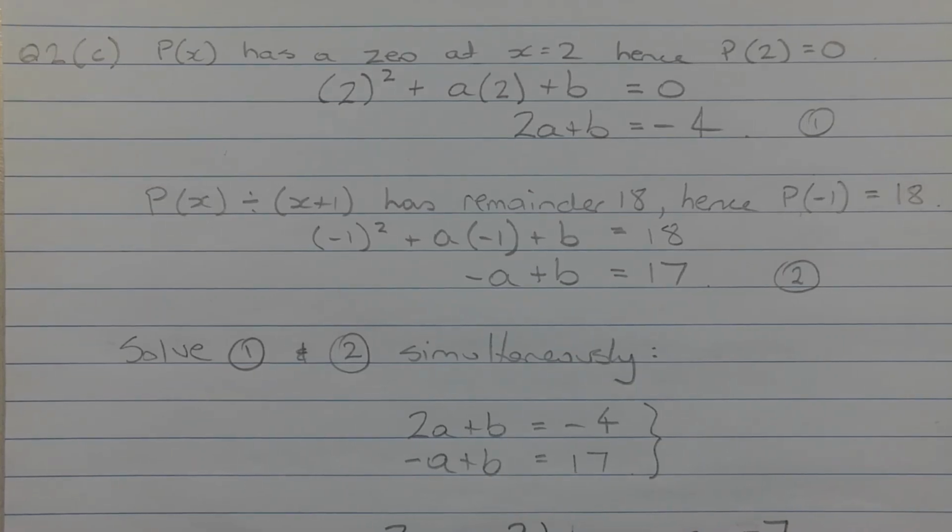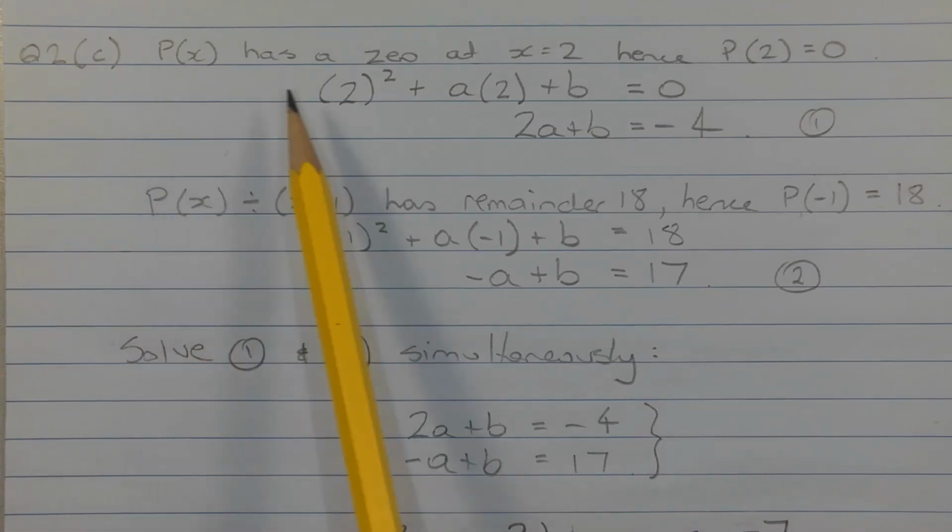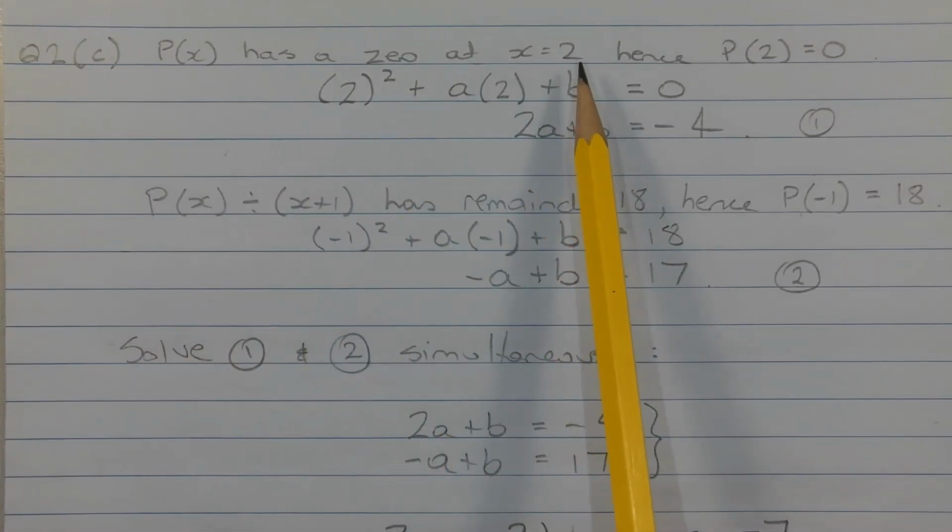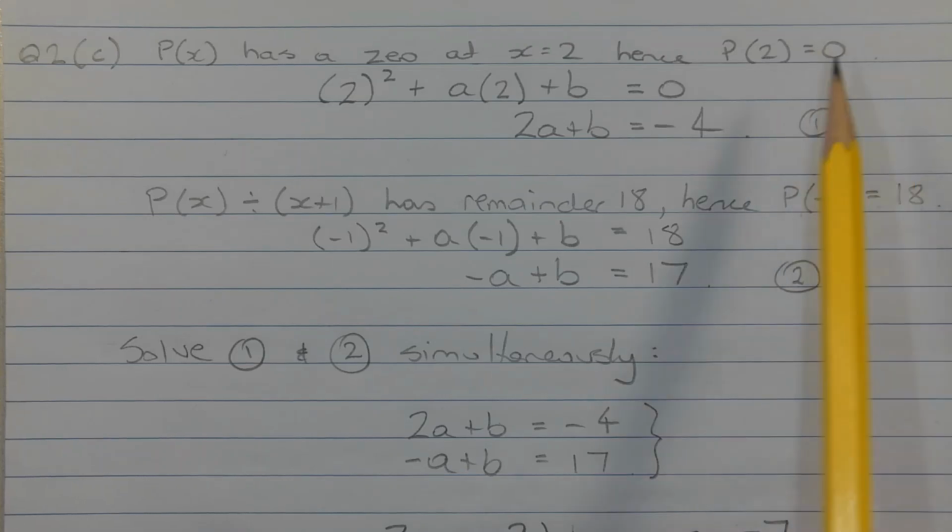The strategy is to form a pair of linear equations involving a and b based on the two facts that we know, and then solve them simultaneously to find the values of a and b. Let's have a look at the first fact. We know that p of x has a 0 at x equals 2. This means that p of 2 equals 0.